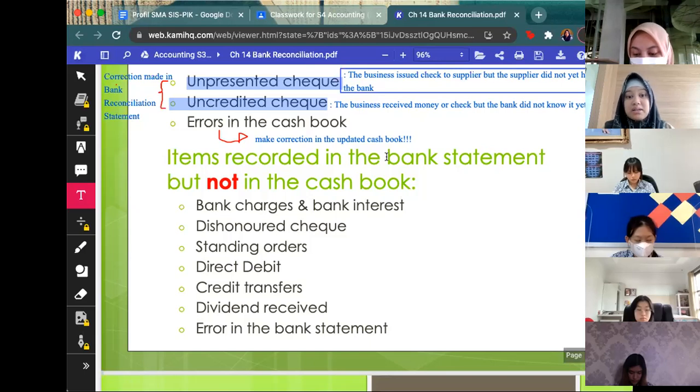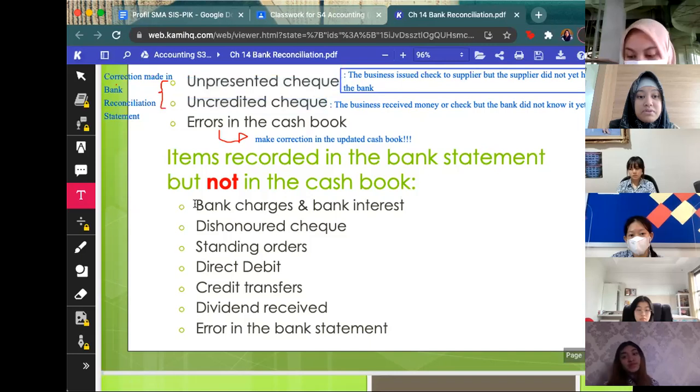When will it be deducted? Only the bank knows. Sometimes you will miss it because there is no notification. Some transactions like that happen in the bank statement, but the cash book will be late to know. It is late information. You will know that there are transactions automatically deducted or added to your account, but not yet updated in the cash book. Yeah, the first one is bank charges.